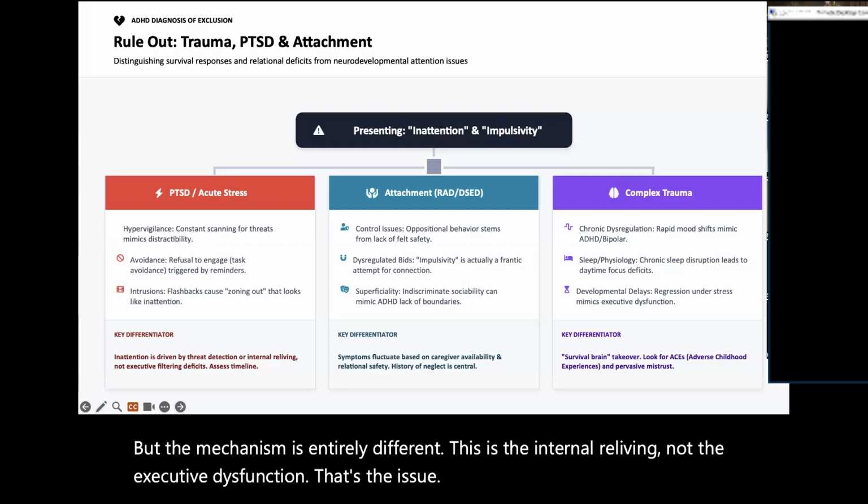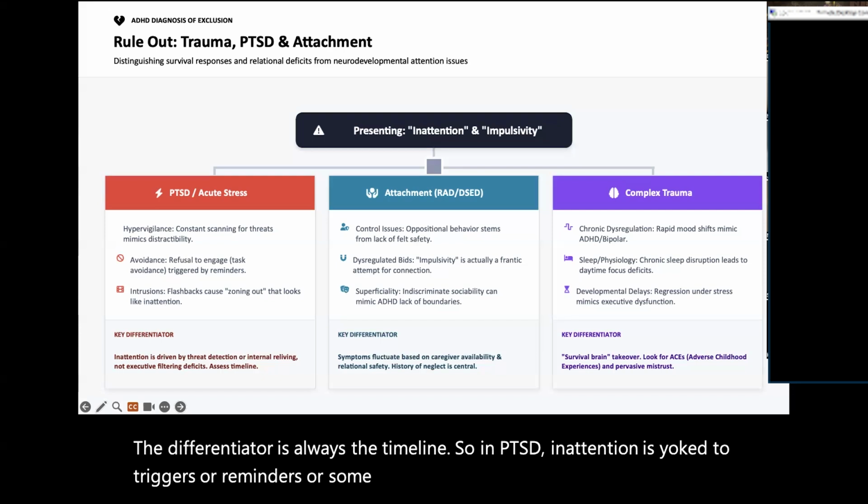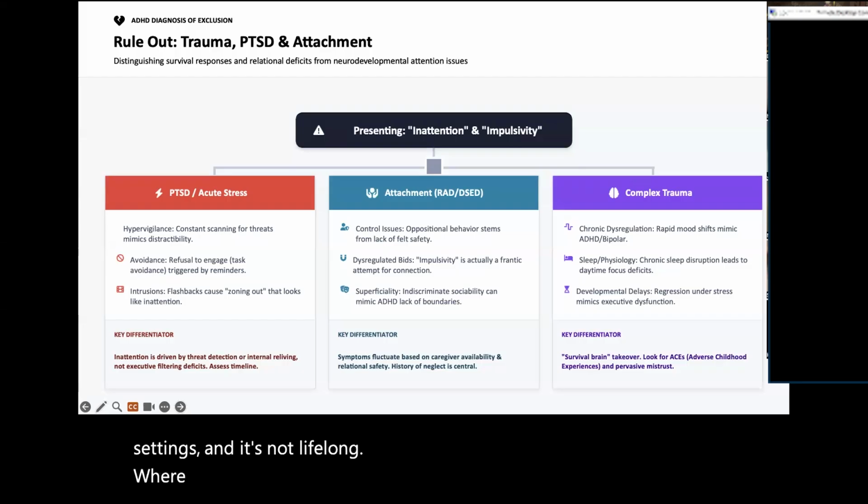The differentiator is always the timeline. In PTSD, inattention is yoked to triggers or reminders or some state of threat. It's not present across all settings and it's not lifelong, whereas ADHD is not triggered by a trigger.